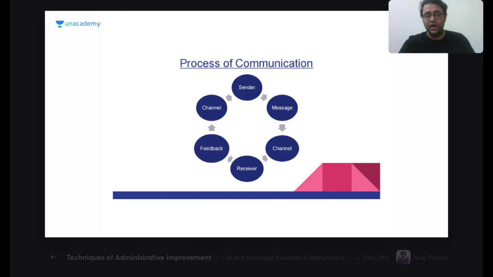This is the process of communication. I request you to have a look at this diagram for about 30 seconds and then we discuss further. Any questions, please ask me.